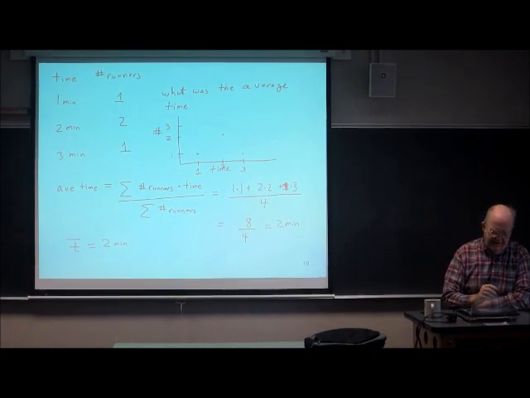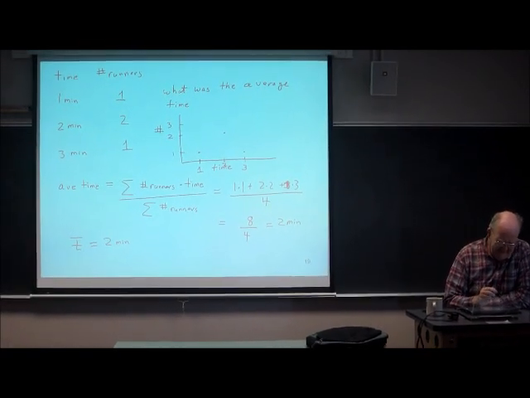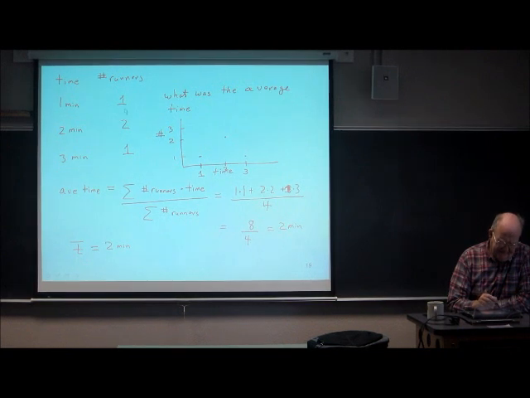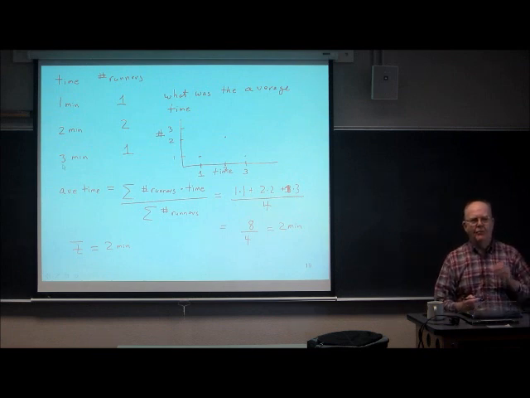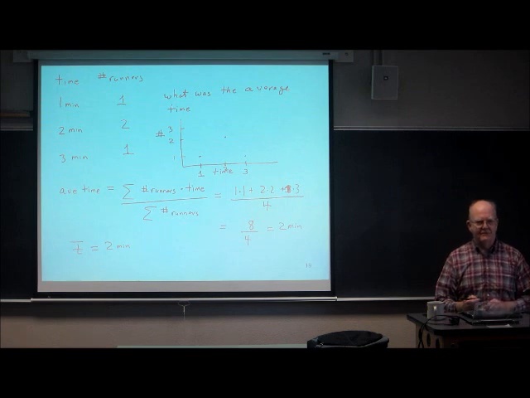Suppose I had this following data. 4 people have a race, and one person crosses the finish line in 1 minute, and 2 people cross the finish line in 2 minutes, and another single person crossed the finish line in 3 minutes. What is the average time for running the race?